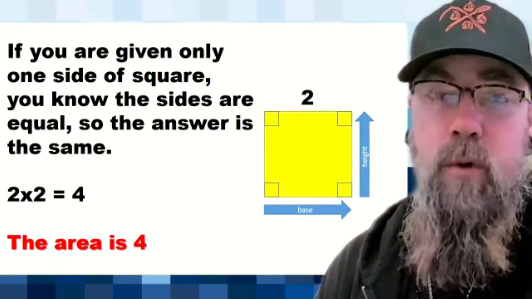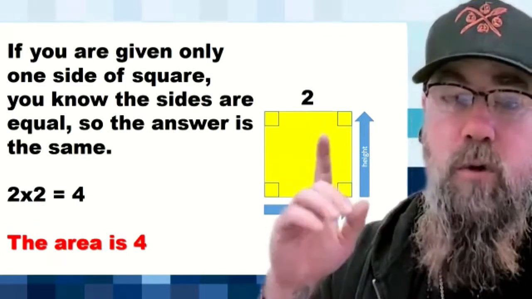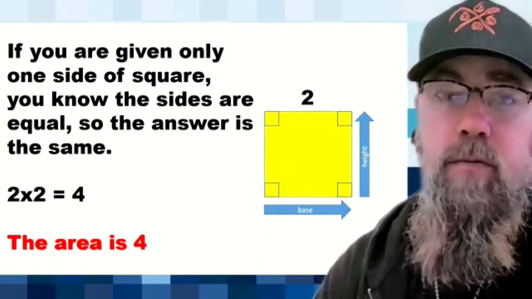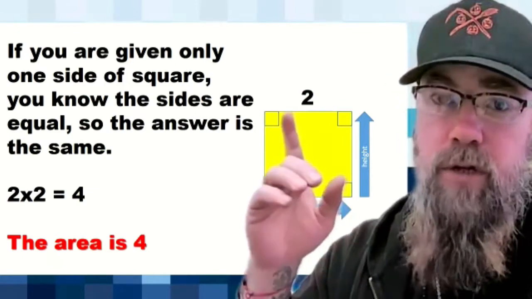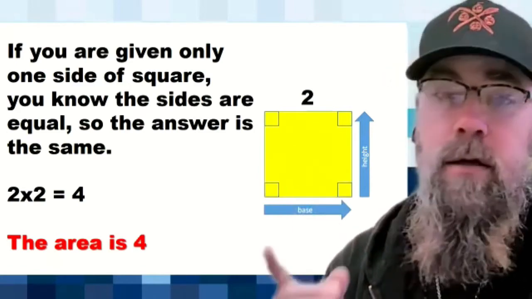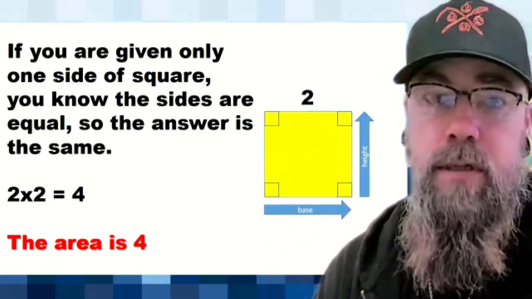If the practice problem you're working on only gives you one measure of a square, the good thing about squares, all sides are equal. So again, the base and the height will be the same. So if they only give us the measure of 2, we know both the base and the height are going to be 2. So 2 times 2 again will be 4 for the area of this square.